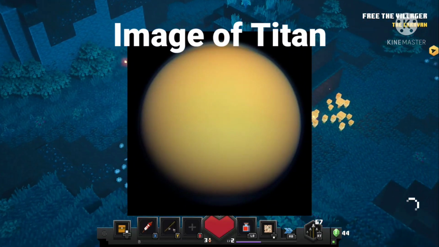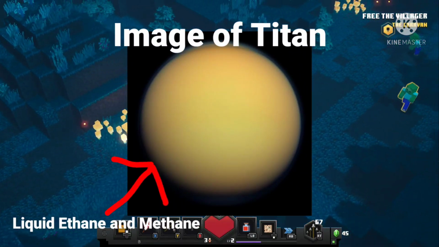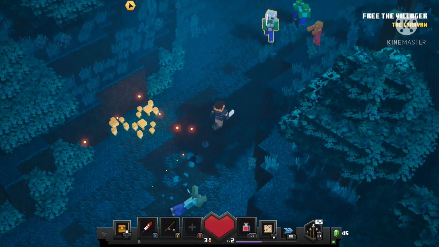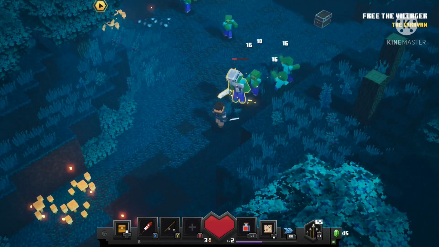Titan is Saturn's largest moon and has lakes of liquid ethane and methane. The larger of these are called Maria, and the smaller of these are called Lacus.